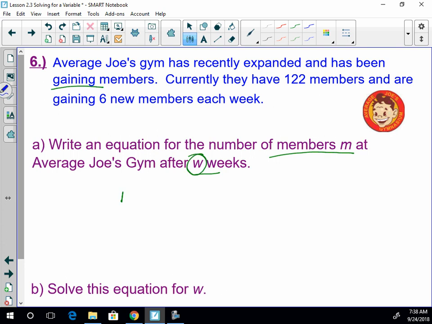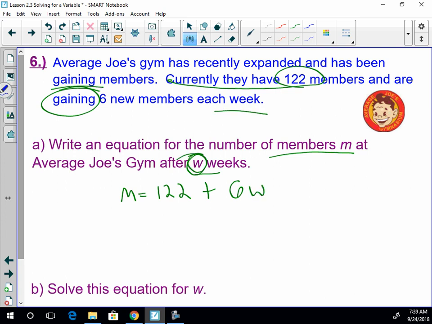So that would mean that our members are equal to, they already have 122, so that's our starting point. And what are we doing? We're gaining members, so we're adding to them. How often? 6 per week. We said W is week, so 6W. Now we want to take this equation.